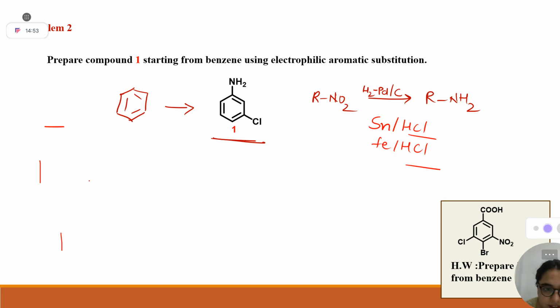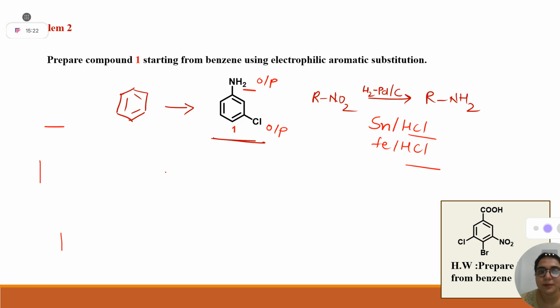Okay, let's start with benzene. See, one thing you have to check is that in your product your substituents are meta, right? Your NH2 is ortho-para. Your chlorine is also ortho-para. So one thing is clear, that one substituent has to be meta directing in order to get these positions. Yes or no?